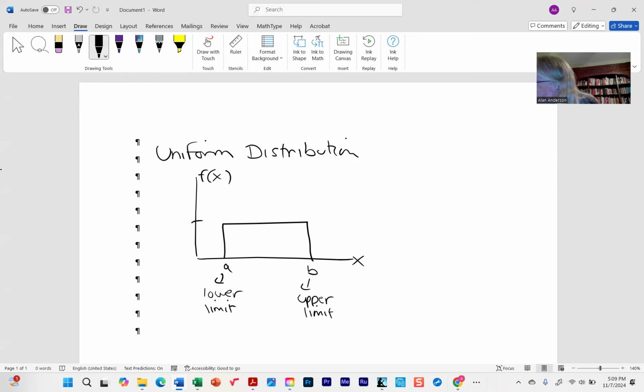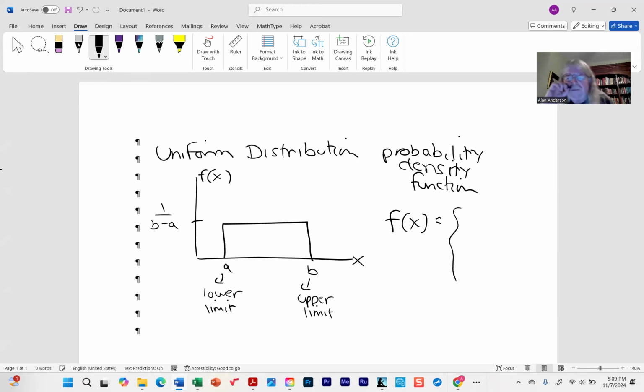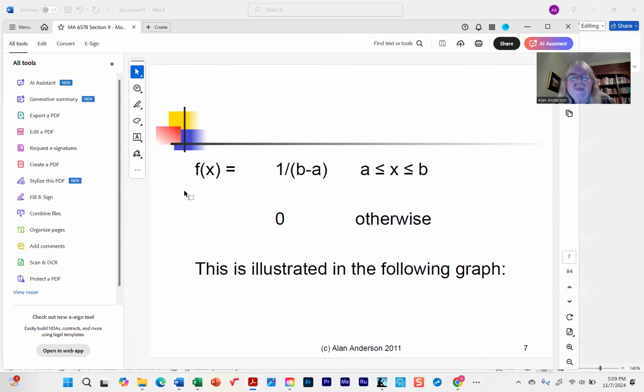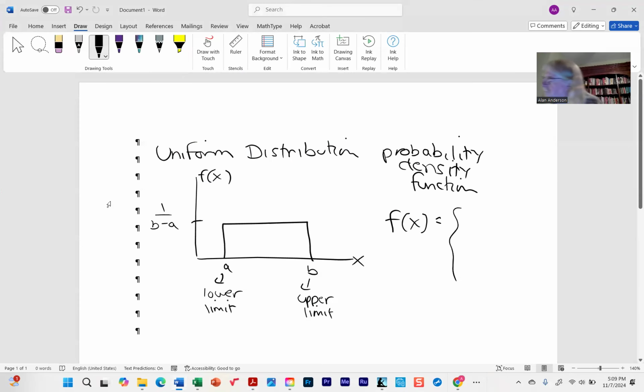So a couple of consequences of this. First of all, since this rectangle is meant to be a probability distribution, or actually I should say, this is our probability density function, it is written as a piecewise function. In other words, everywhere within that interval from A to B, we have a probability equal to the height of that rectangle, which is 1 over B minus A. Everywhere else, it's just 0.